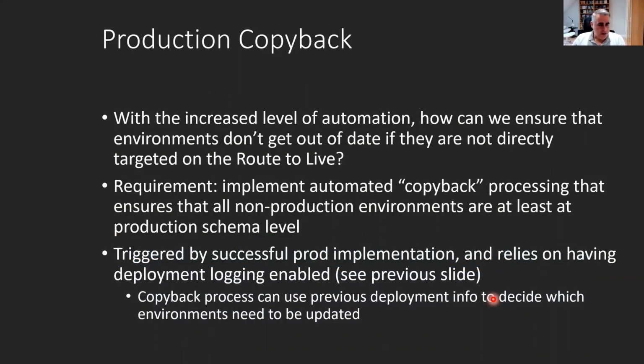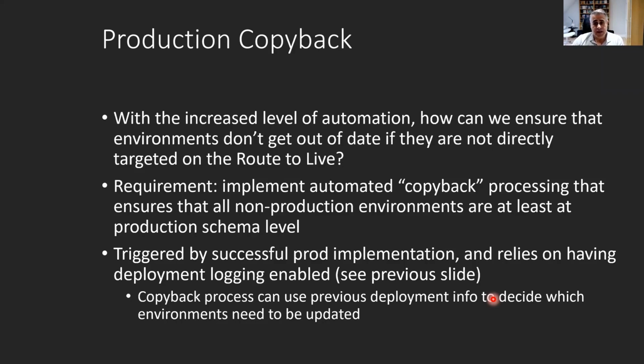So the automation I've talked about allows you to implement change on the route to live, so you can go through your development and test environments into production. It's quite common to have multiple parallel environments on the route to live, and maybe only use one route through there as you get to production. So a common requirement in many of these parallel environments is to take that new level of the schema change that you've just implemented in production and make sure you're copying that back to the previous levels in your route to live, to make sure those are at least at the production level for testing.